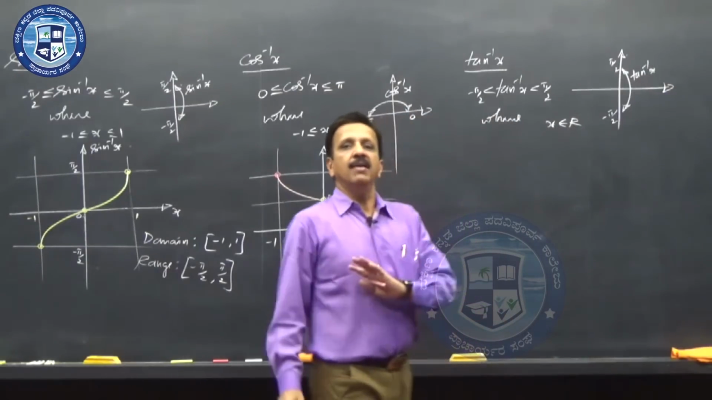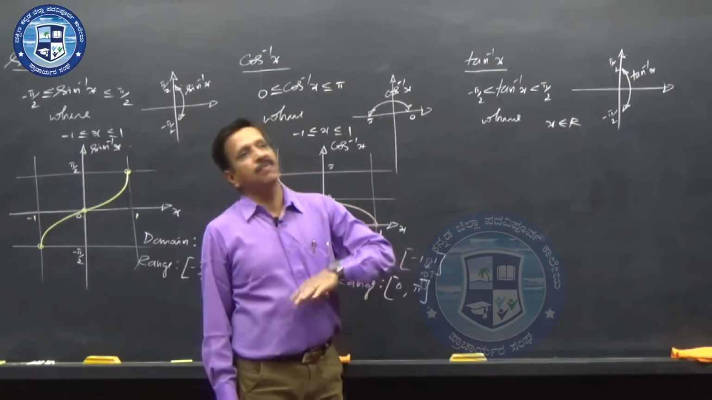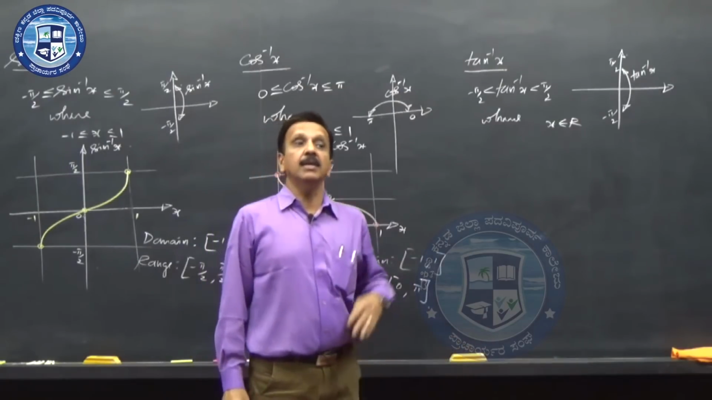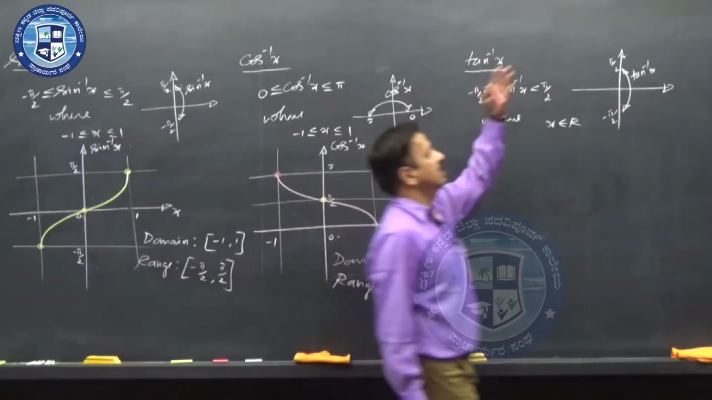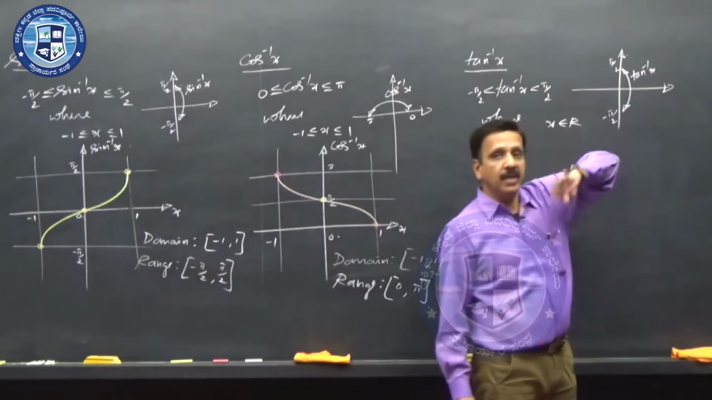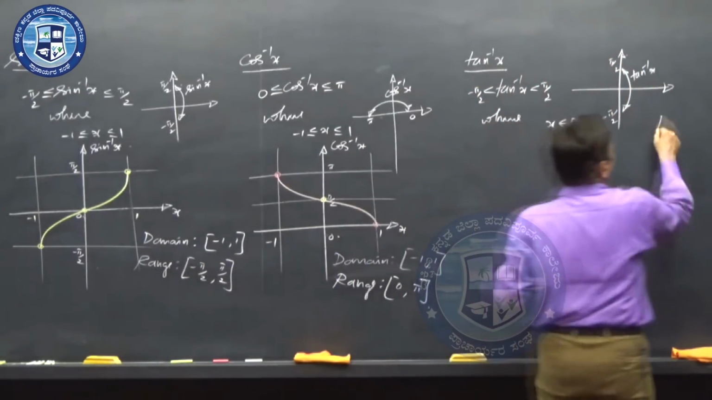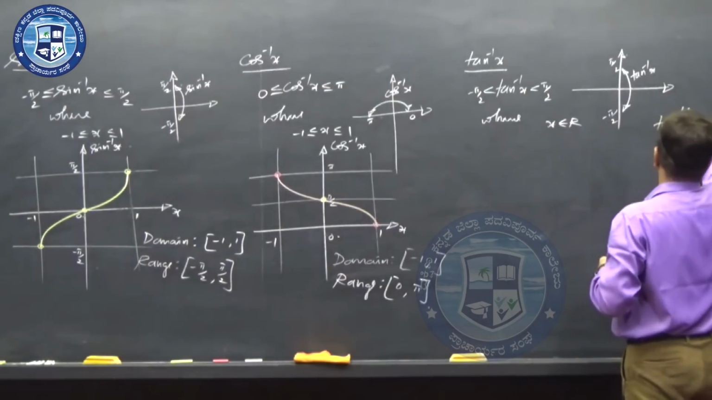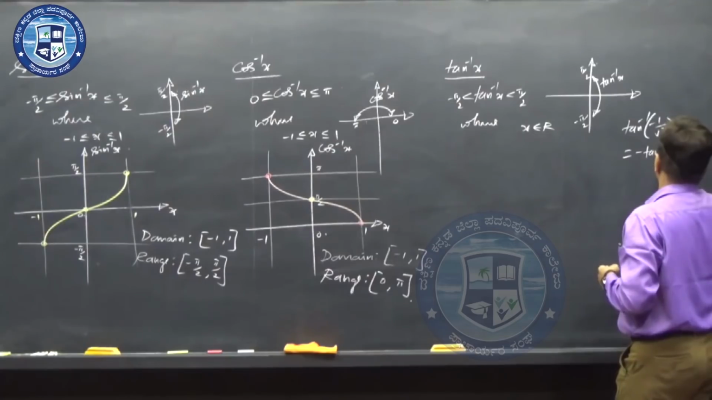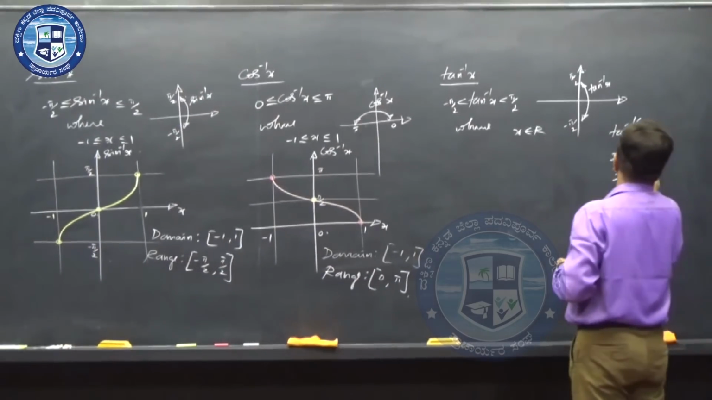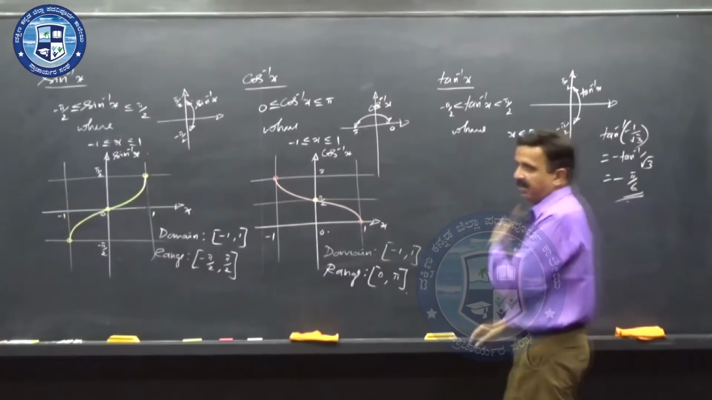So the answer of tan inverse can never be in the second quadrant. The answer of tan inverse can never be in the third quadrant. Either it must be in the first quadrant or in the fourth quadrant. Tan inverse of a positive is in the first quadrant. Tan inverse of a negative is in the fourth quadrant. For example, tan inverse of minus 1 by root 3 is equal to minus tan inverse 1 by root 3. That is equal to minus pi by 6. So it is in the fourth quadrant.